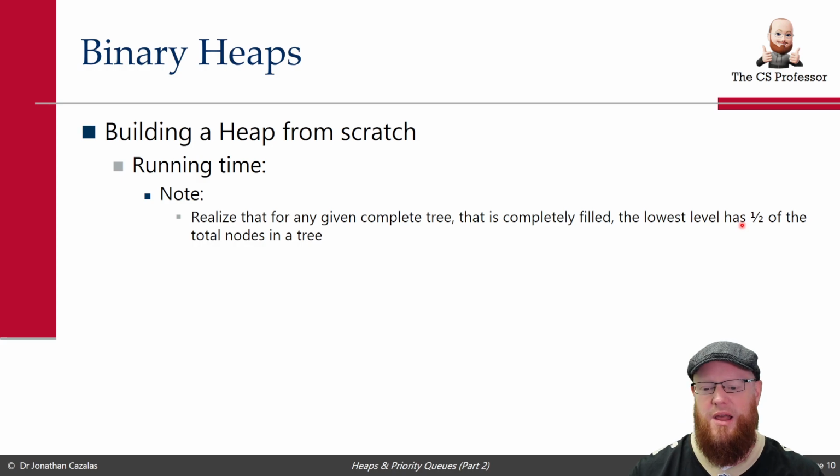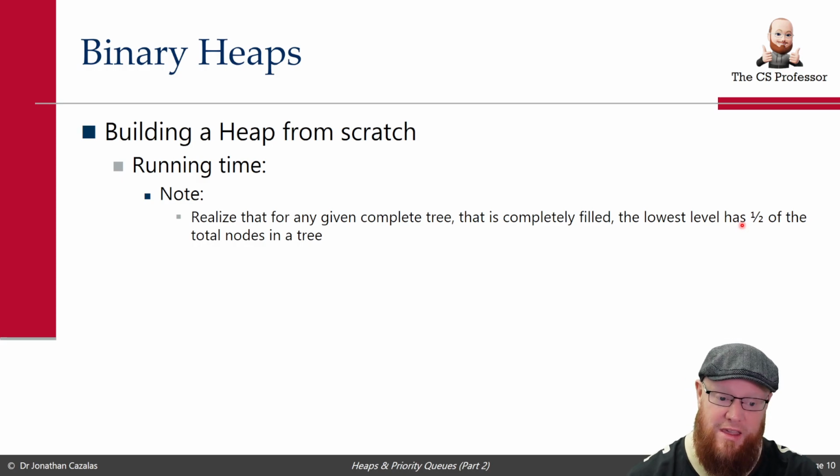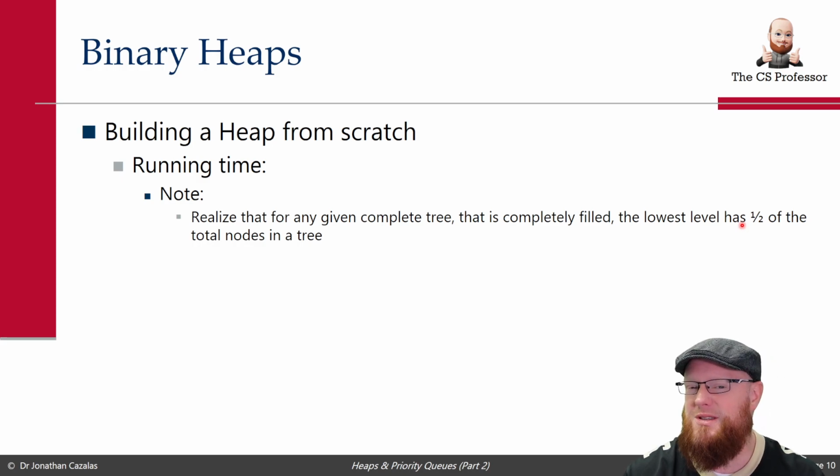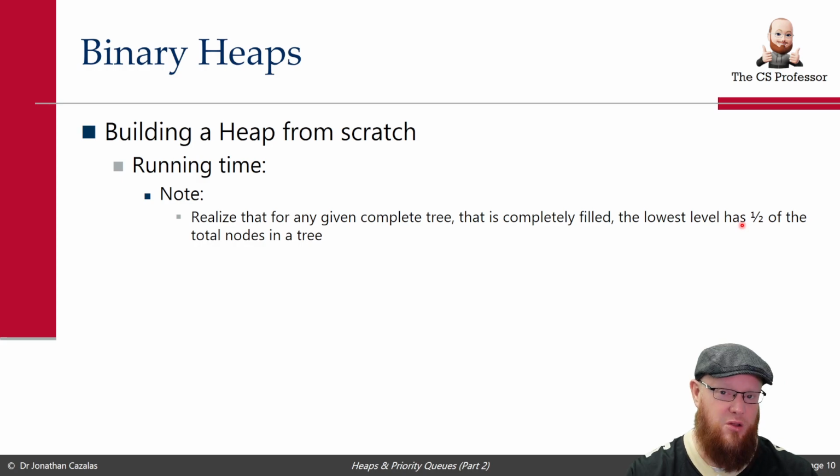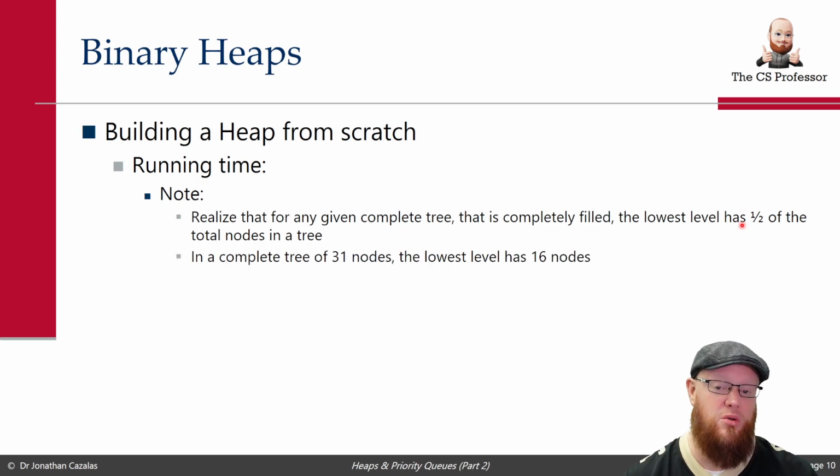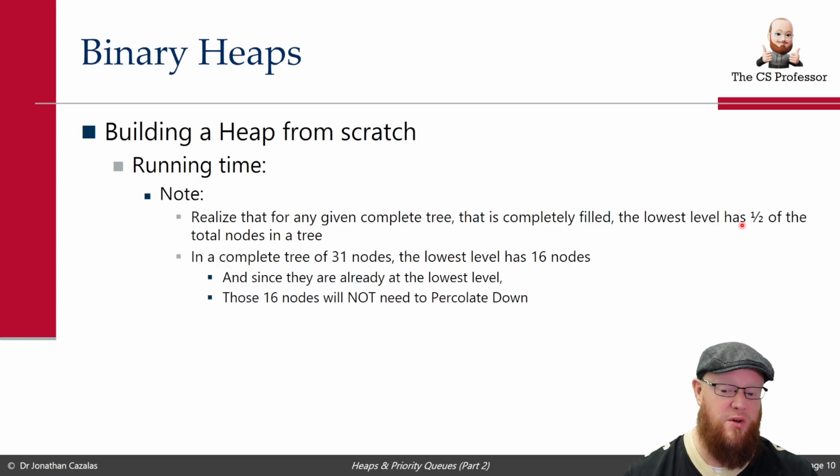I want you to realize that for a complete tree that is, let's say, 100% filled, that lowest level has half of the nodes in your tree. If you have a tree that has 63 nodes, that last level has 32 of those nodes. If you have a tree with 255 nodes, that lowest level actually has 128 of those 255. So for a tree that is completely filled, that lowest level has half of the nodes in that tree. What's the value of knowing that?